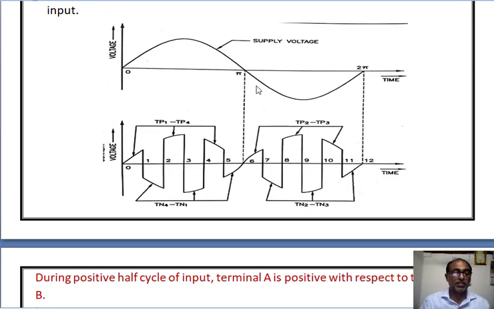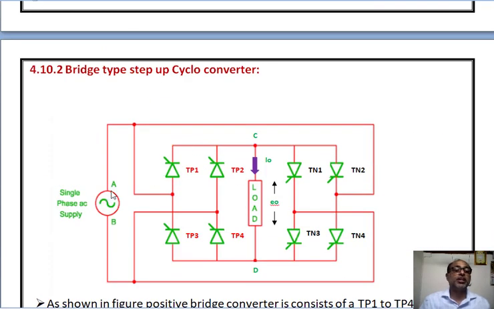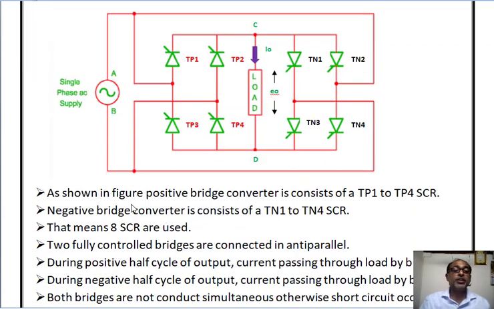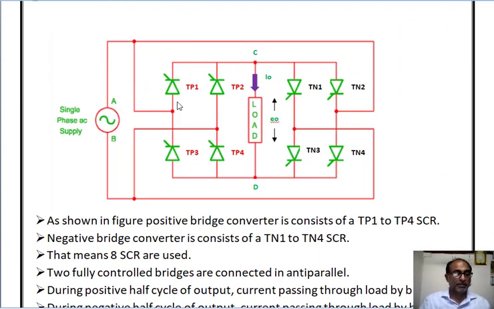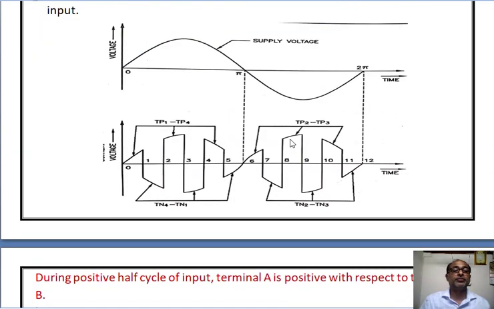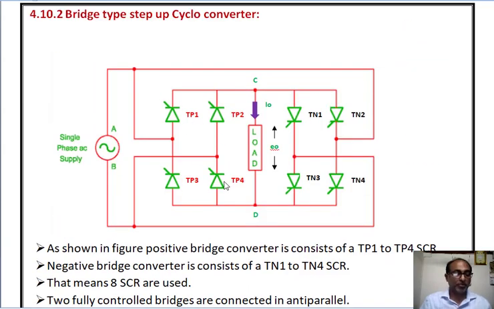during the positive half cycle of input, terminal A becomes positive with respect to terminal B. So during this period, the SCRs TP1 and TP4 are forward biased from bridge 1, and similarly SCRs TN1 and TN4 are also forward biased from bridge 2. Now at the instant 0, the SCRs TP1 and TP4 are turned on.